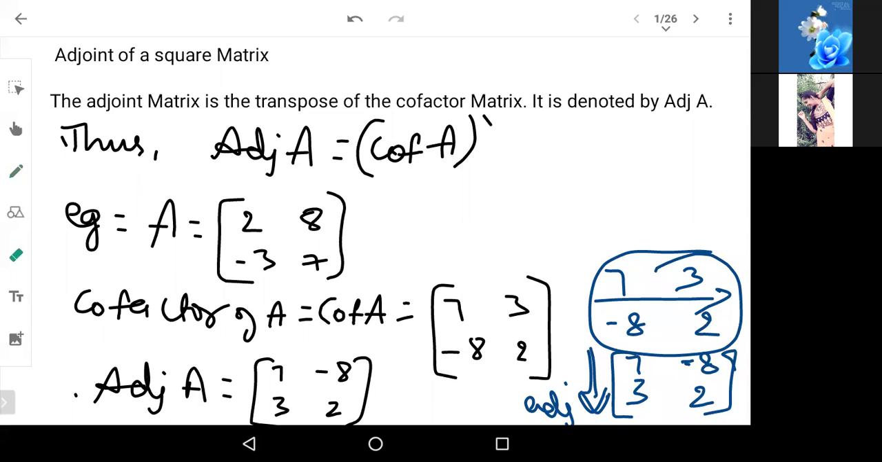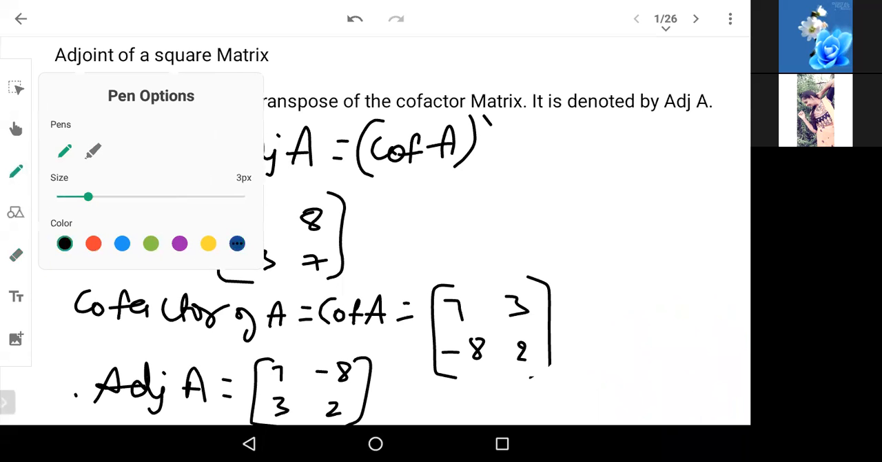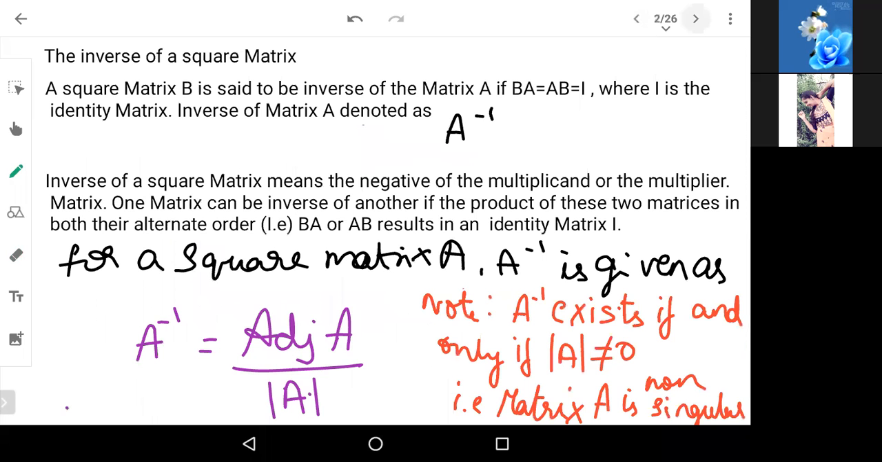Okay, now let us go to the problem to solve it. Not sure if there are problems for adjoint. Okay, this is directly an inverse problem. Now, before going to the problem of adjoint, we will learn the inverse also. This is the last concept in matrix. So listen carefully. This is again very, very important for the examination.